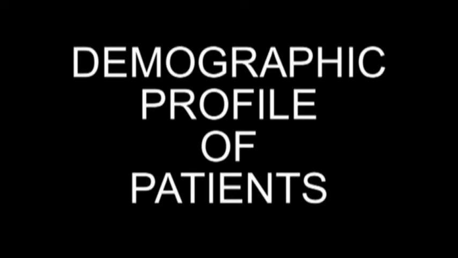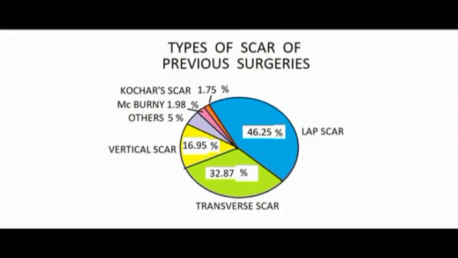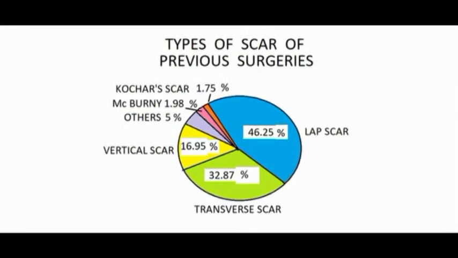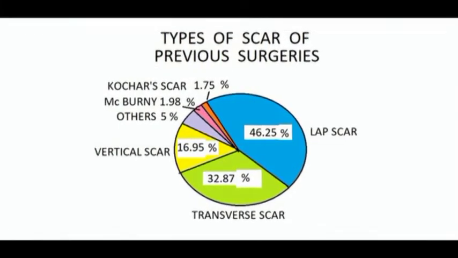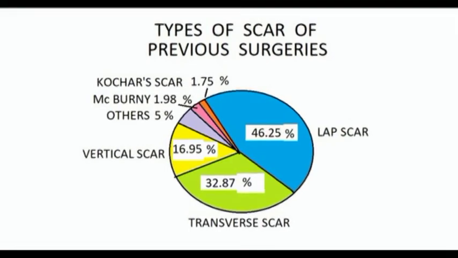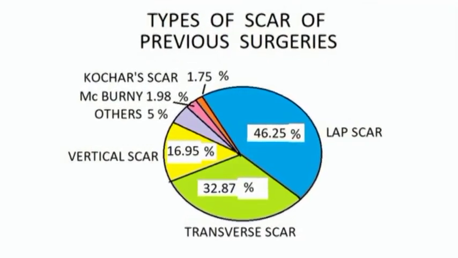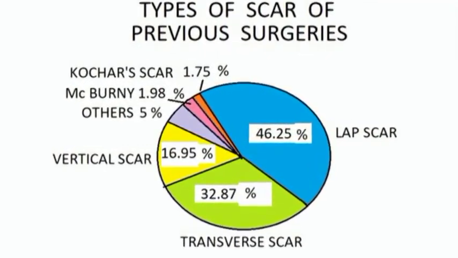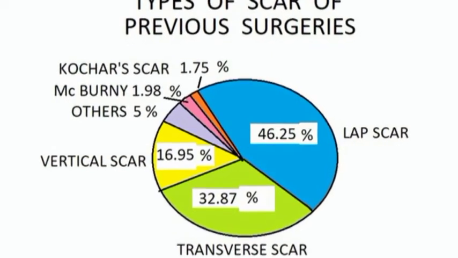The demographic profile of the patient, such as BMI, number of previous surgeries, type of scar, indications of previous surgeries, were taken into account. Distribution of patients according to type of scar of previous surgery were 32.87% transverse scar, 16.95% vertical scar, 1.98% McBurney's, 1.75% Kocher's scar, 46.25% lap scars, and 5% were other scars.